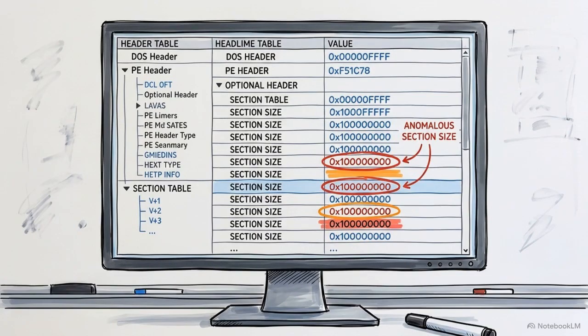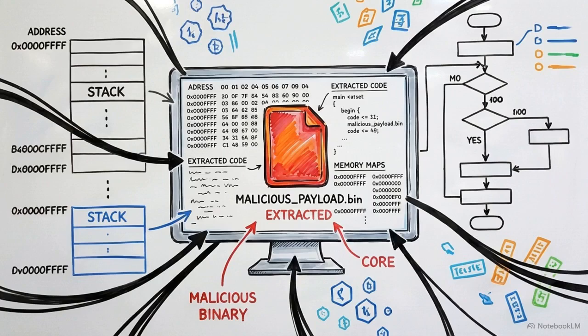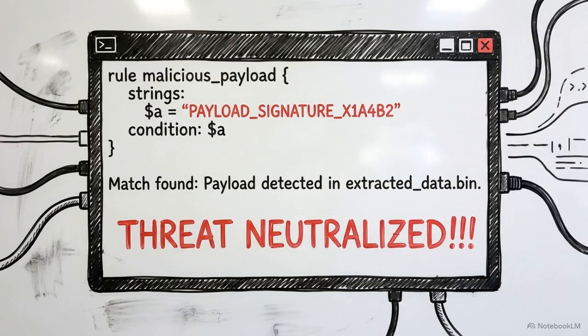This completes the analytical pipeline. We leverage static structures to locate mathematical anomalies, utilize behavioral monitoring to map persistence mechanisms, and deploy memory forensics to extract the hidden code. By rigorously combining these three independent methodologies, we systematically strip away the adversary's ability to conceal their actions. We dismantle the obfuscation, expose the payload, and defeat even the most evasive threats.